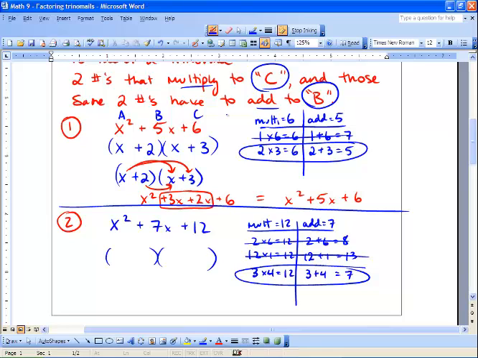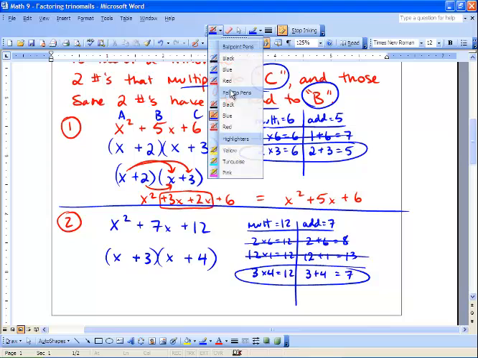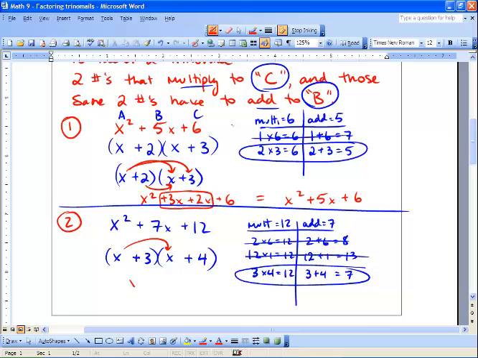And when I say factor, I mean get into a multiplication statement. So we have x and x. That's going to give us x squared. And then we fill in the factors that we just determined. We can check our answer. We get x times x is x squared. Then we get 4x plus 3x plus 12. We combine our like terms, and we get x squared plus 7x plus 12. All right, let's turn this page over.